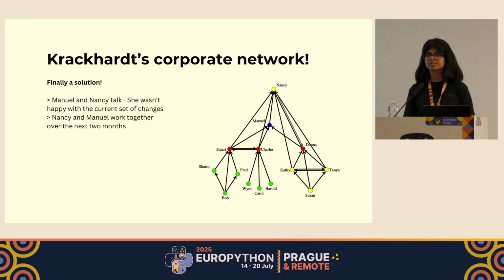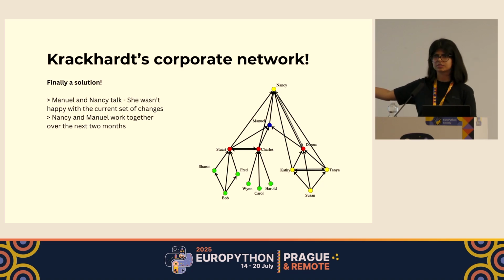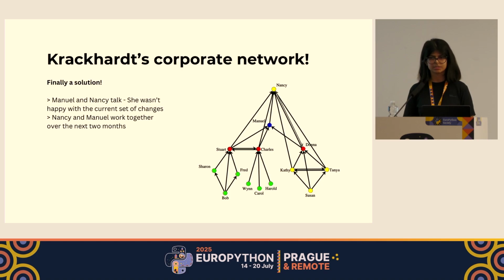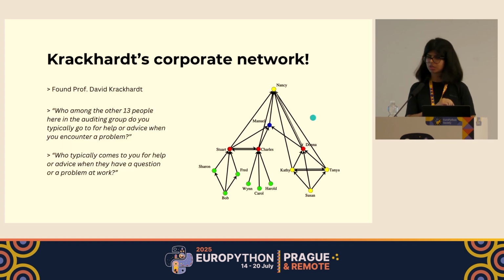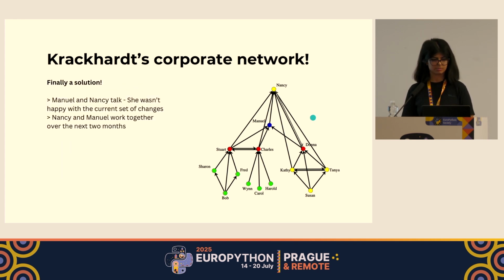So we're just translating those things that we see with eyes, which are some signals here and there, into something that you can see formally. And then they talk a lot for 2 months, and they try to come up with a solution. And Manuel asks her, are you happy with the current state of affairs? And Nancy said no, of course, because things were not really working out.